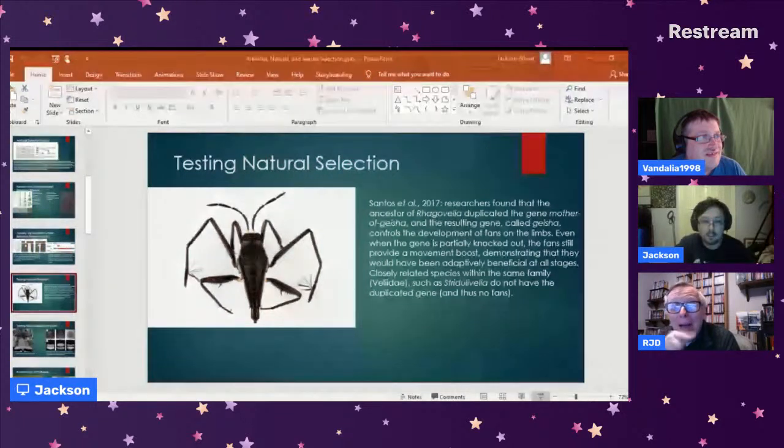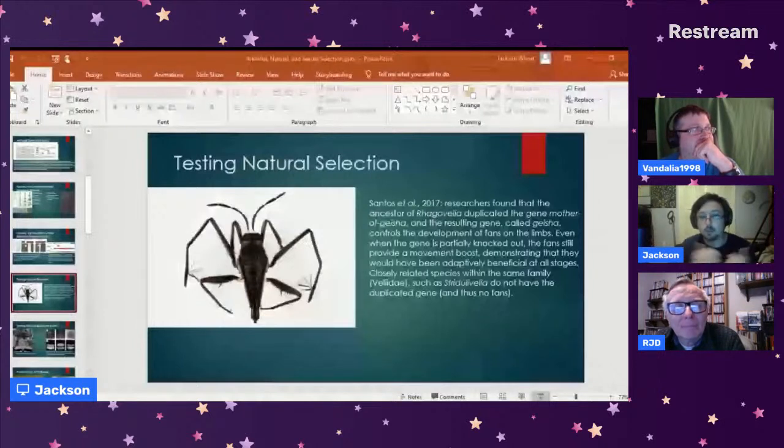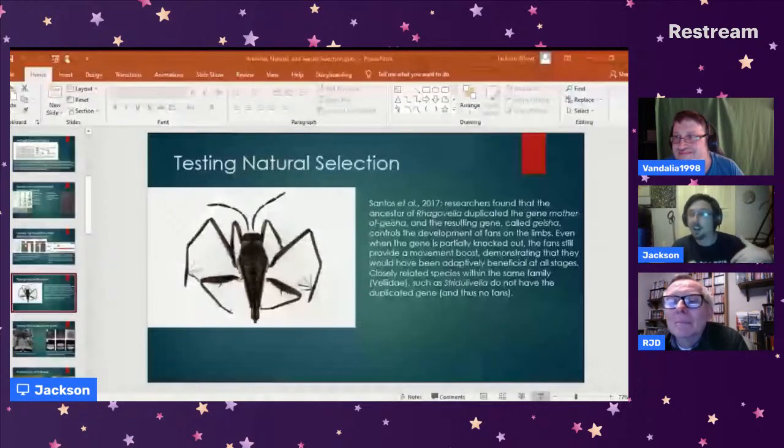And they determined this by doing it. They partially knocked out the genes causing the fan, so they stunted the development, and then let these little guys out in this little race, this little experiment. They simulated a river and let them go, and they saw which ones could move faster, which ones could turn better, and all that. And yes, in fact, Ragavalia with a partial fan is still better than Stradulavalia with no fan. They don't have to guess at it. You can measure it. And so that's testing natural selection. Things are not going to be harmful until they're useful. They're either not harmful or useful at all stages until they become useful.